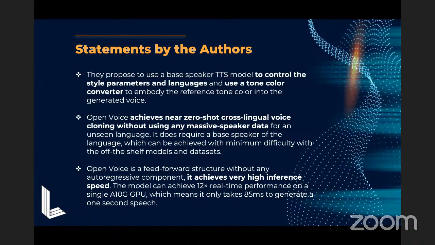Further, the OpenVoice model is a near zero-shot cross-lingual voice cloning because it still requires a base speaker for zero-shot voice cloning. And the OpenVoice model doesn't have any autoregressive components linked in it, so it generates all the speech at once. So it is considerably faster than the previous models that came before it, like Wall-E and XTTS models. The next slide, please.